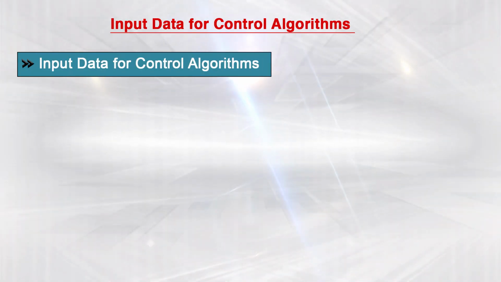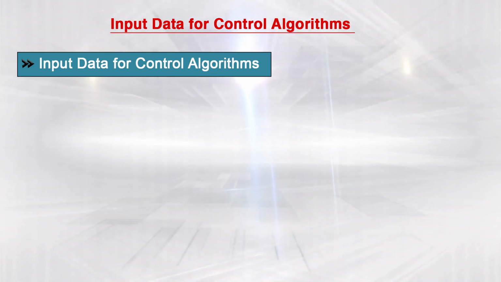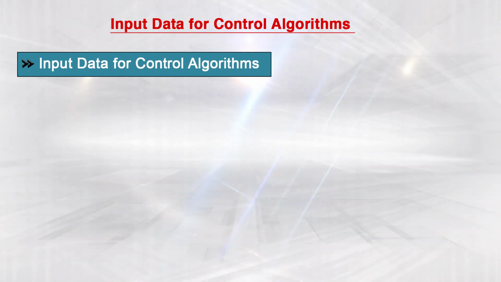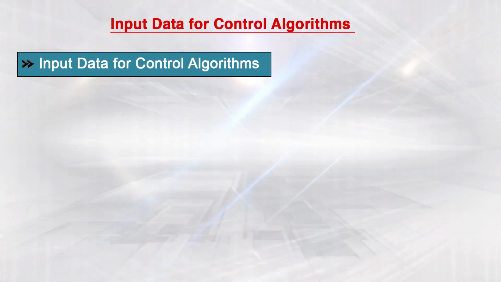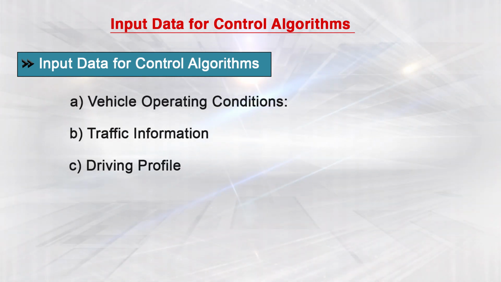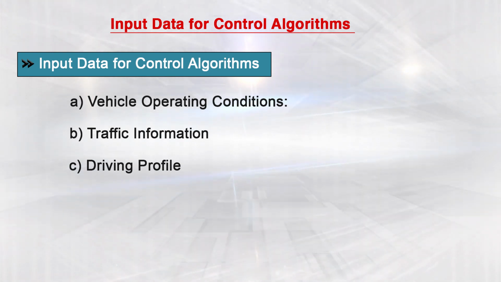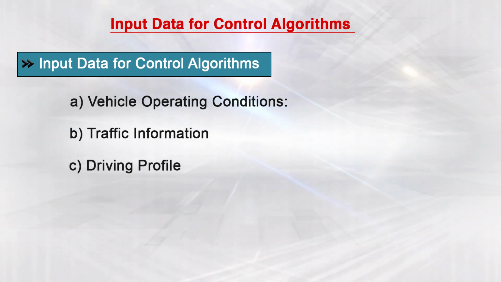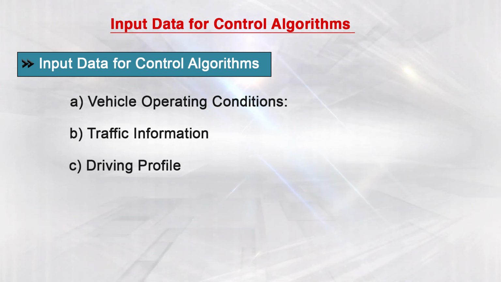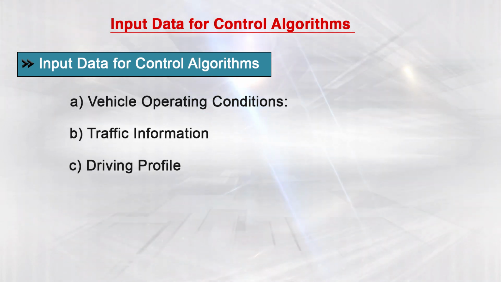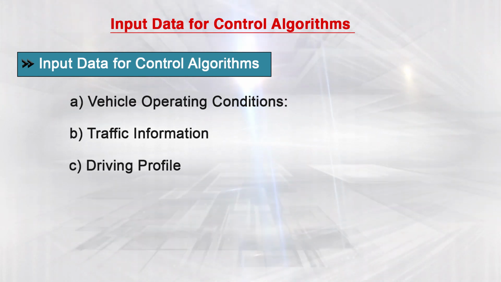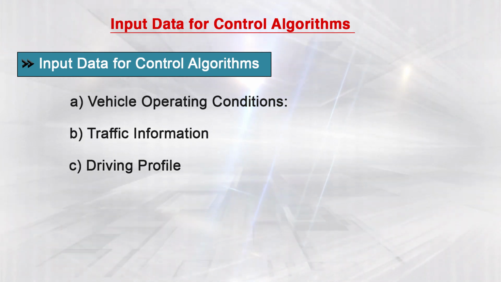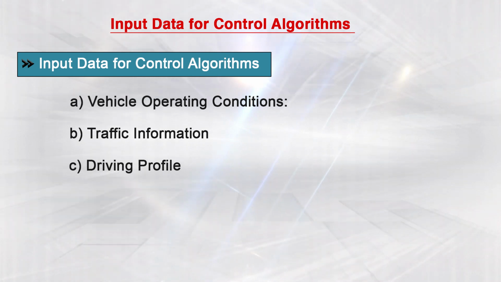Now, the next part is the input data for the control algorithm to take care of all the factors that we have discussed. The success of the control strategy depends heavily on the accuracy and reliability of the input data. The input information typically includes vehicle operating conditions, torque demand, information on the required torque for various driving conditions, data on traffic patterns and congestion, which helps in predictive energy management, and analysis of driving habits such as aggressive or conservative driving, which influences the power demand and energy usage.